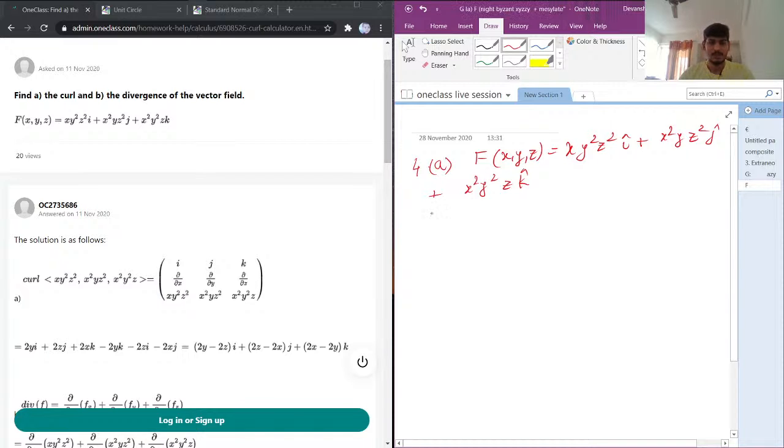Yeah. So I will write the formula for curl, or we write it as a cross product. Basically, when we take the divergence of a vector field, we get a scalar field. When we take the curl of a vector field, we get a vector field only. So curl of f, this is the symbol for curl. We take the cross product basically.